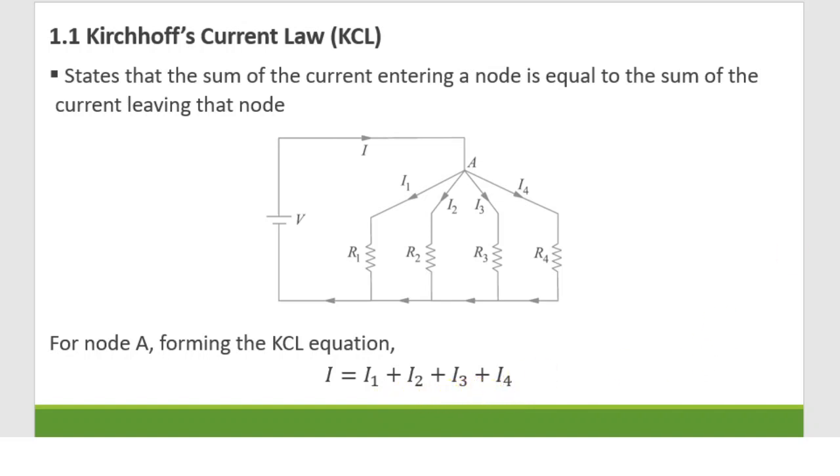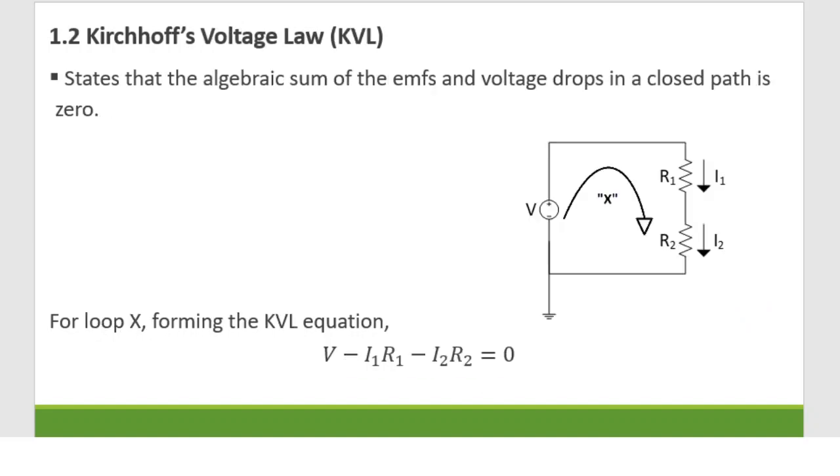How about for Kirchhoff's voltage law? Kirchhoff's voltage law states that the algebraic sum of the EMFs and voltage drops in a closed path is zero. For example, we have this simple circuit diagram. What are the steps in forming the KVL equation?